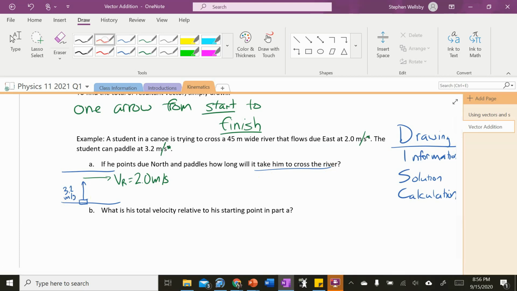So the river here is 45 meters wide. So they're crossing this 45-meter distance. They're traveling directly north, so directly across the river at 3.2 meters per second, and the river is going at 2.0 meters per second to the east. So please pause the video and see if you can figure this out for yourself.